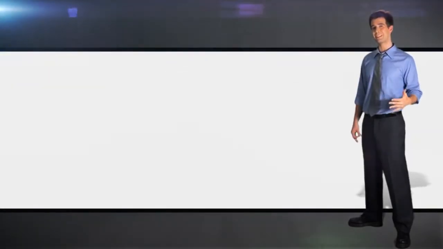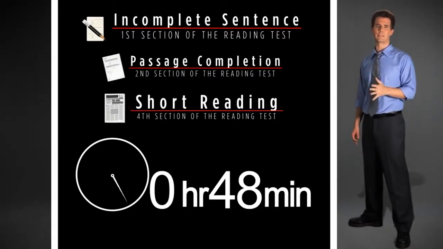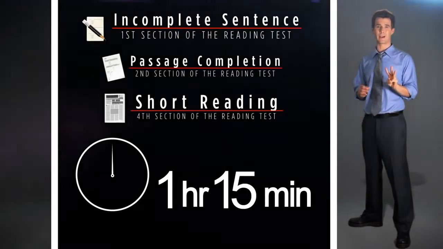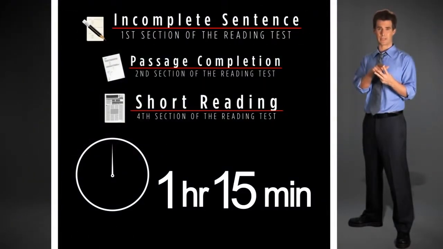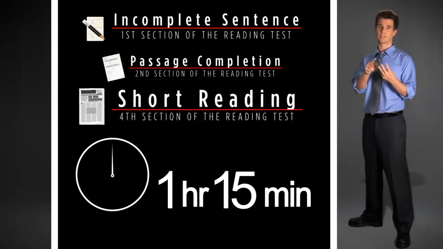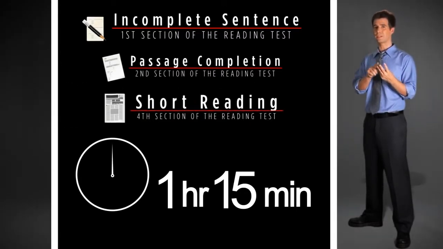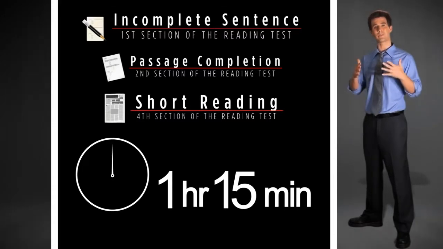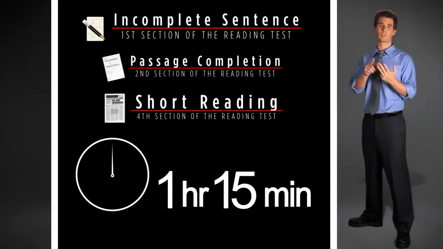Now, if we can, we only want to spend about 15 to 20 minutes in this section. If you remember, for the whole reading section, we have 1 hour and 15 minutes. But we have 3 different sections that we must do in that time. We have the incomplete sentence section, we have the passage completion section, and we have the short reading section. Now, usually the short reading section is the most difficult. So if we can, we want to try to do the incomplete sentence section quickly so that we have some extra time for the more difficult sections.